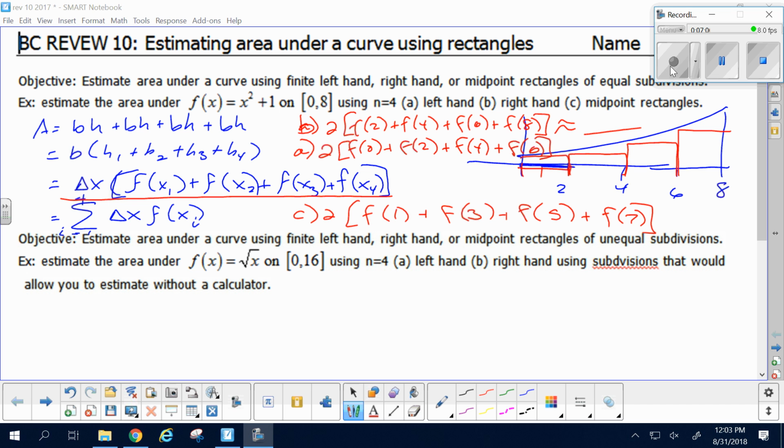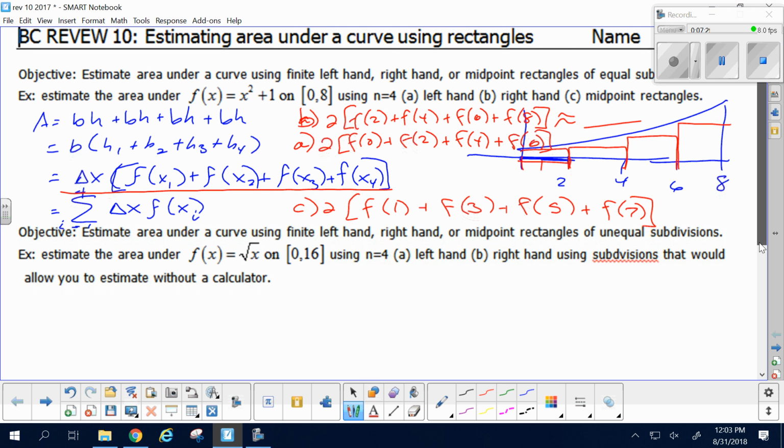In terms of the area, arrange them from least to greatest, your estimates. What would they come out? What would be least? Left, right, or mid? Left, then right. All right then.